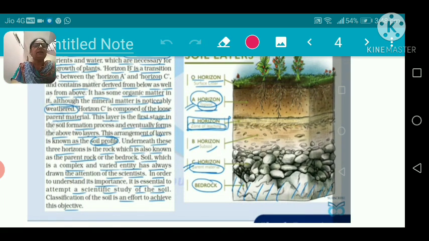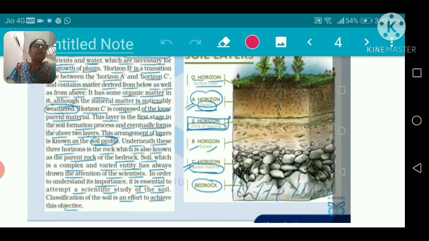And this layer, that is C, is the first stage in the soil formation. It eventually forms the other two layers. The arrangement of the layers is known as the soil profile. Meaning this arrangement O, A, C and bedrock, from O down to bedrock, is called the soil profile. And soil, which is a complex entity, has always drawn the attention of scientists in order to understand its importance, related to its essential attempt for the scientific study of soils.